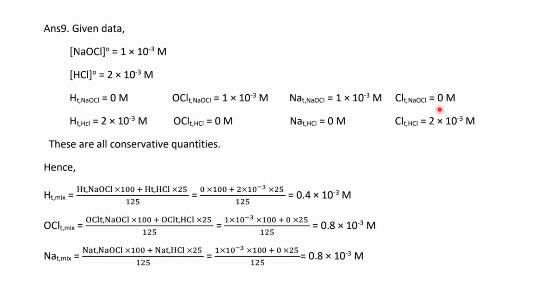Chloride total from NaOCl is 0. H total coming from HCl is 2 into 10 raised to power minus 3. And OCl total from HCl is 0 and all other things. So these all are conservative quantities as we have discussed before. So this can be used to find out the total of the mix. This is how it is done.